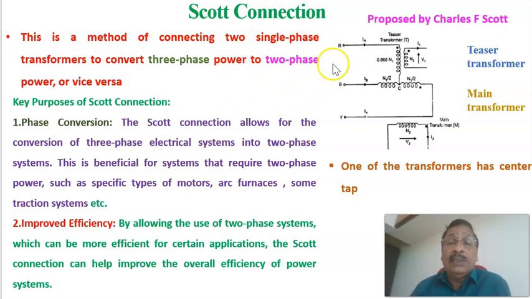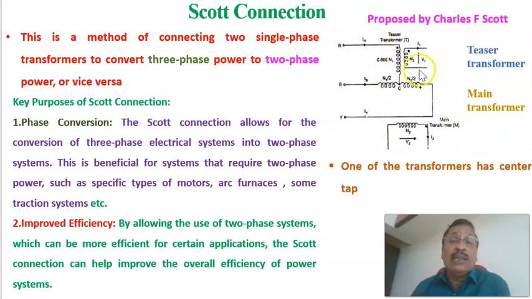Actually, that was proposed by the scientist Charles F. Scott. And in this connection, Scott connection, this is a method of connecting two single-phase transformers to convert three-phase power into two-phase power or vice versa. So we can convert a three-phase power into the two-phase power or a two-phase power into three-phase power.